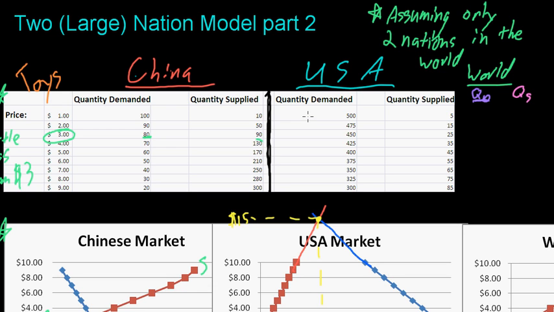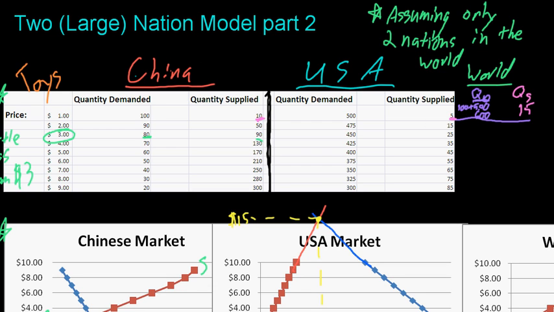So for this first row, this will just be 100 plus 500. So that gets us a quantity demanded of 600. And then for supply, that's just going to be 10 plus 5, which is going to be 15.